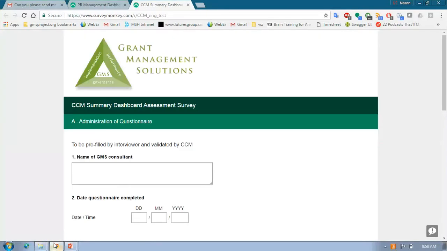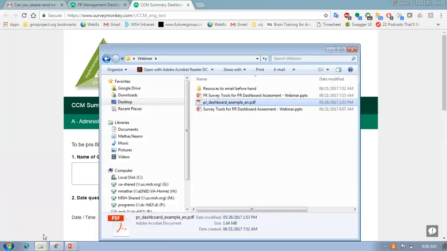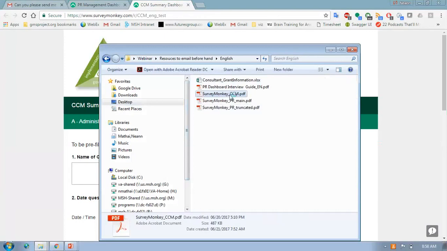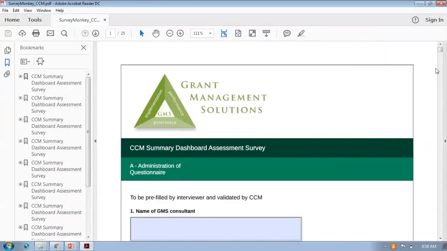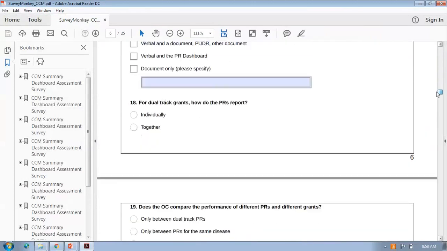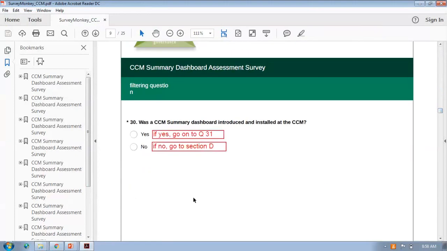Hello, everyone. The questions in the CCM summary are of the same type as in the PR questionnaire. So I'm not going to talk about the types, but the trickiest thing about the CCM questionnaire is the filtering questions. So let's look at them very closely. As Saba said to you, for all CCMs, you fill out questions 1 through 30.